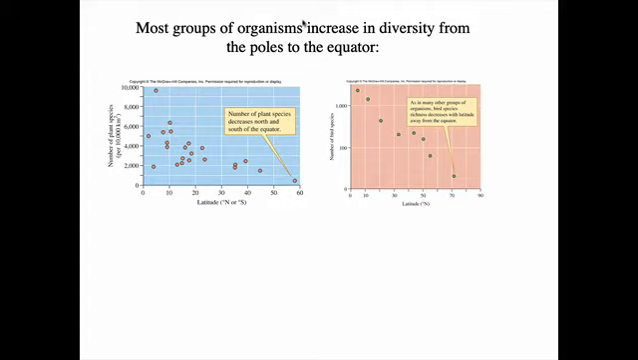So our big question here is, why does this happen, and can we appeal to the same mechanisms, the equilibrium and non-equilibrium hypotheses that we generated for local community diversity differences? Do they work to explain these patterns?